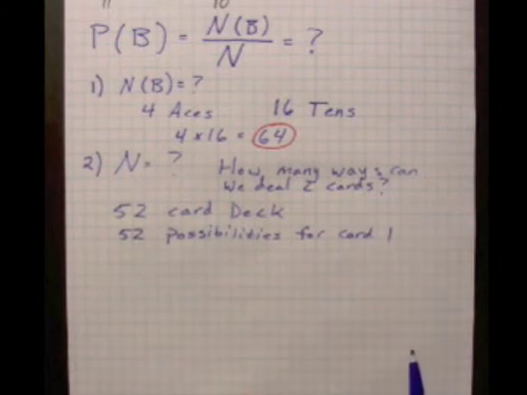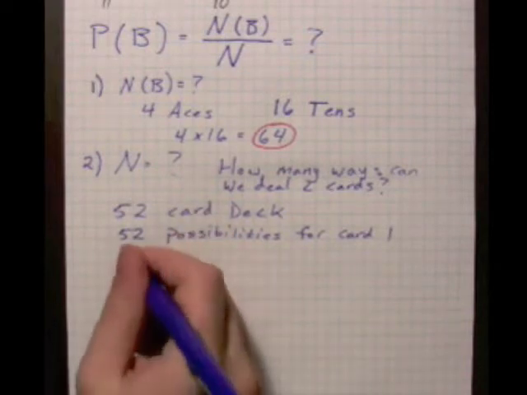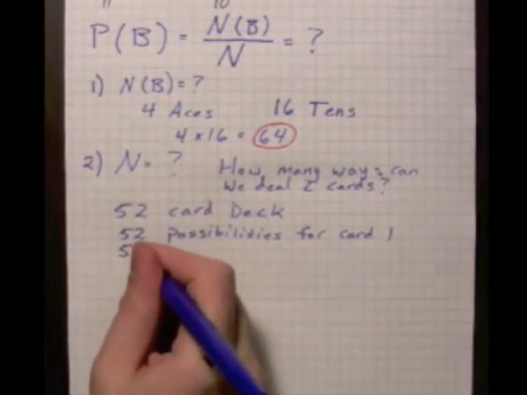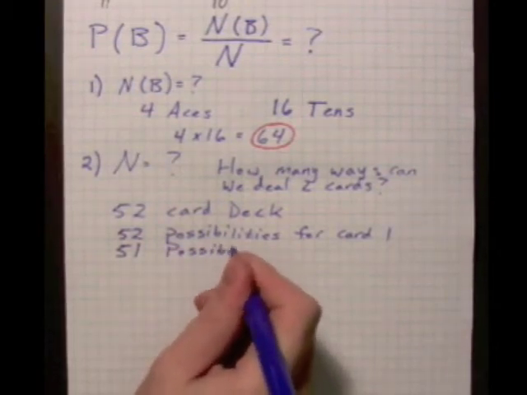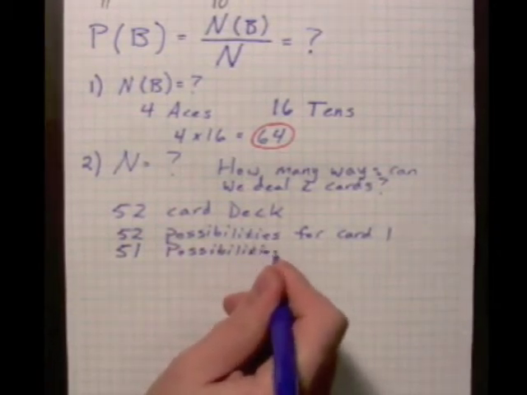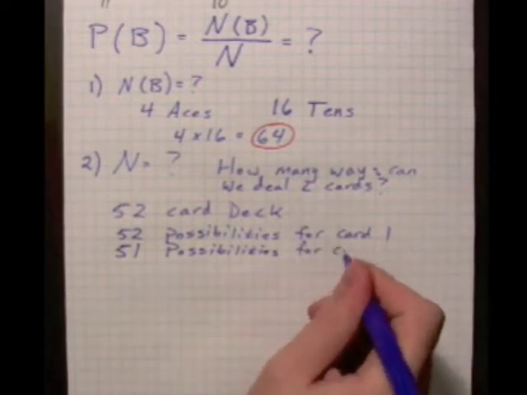Right. We deal the first, we put it on the table, then we deal a second. Okay, how many possibilities are there? Well, we just used up 1 card, but there are 51 left. So we have 51 possibilities for card 2.